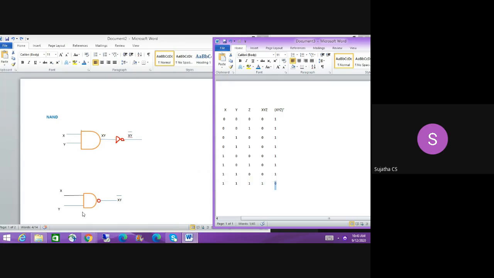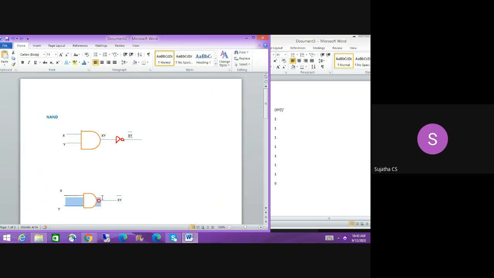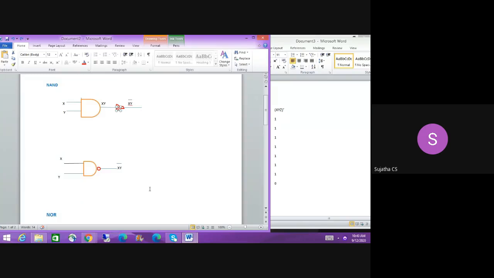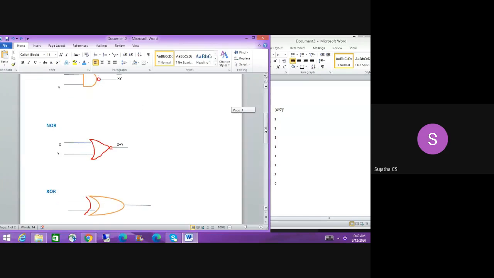So you can draw the logical circuit, instead of connecting one more NOT gate, you can directly put a circle, then it will be treated as a NAND gate. You got it right up to here? Yes, ma'am. Okay, then move on to NOR gate.